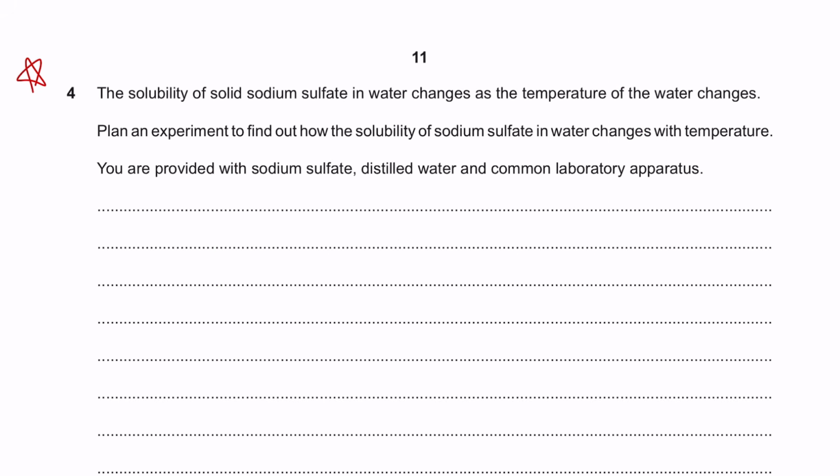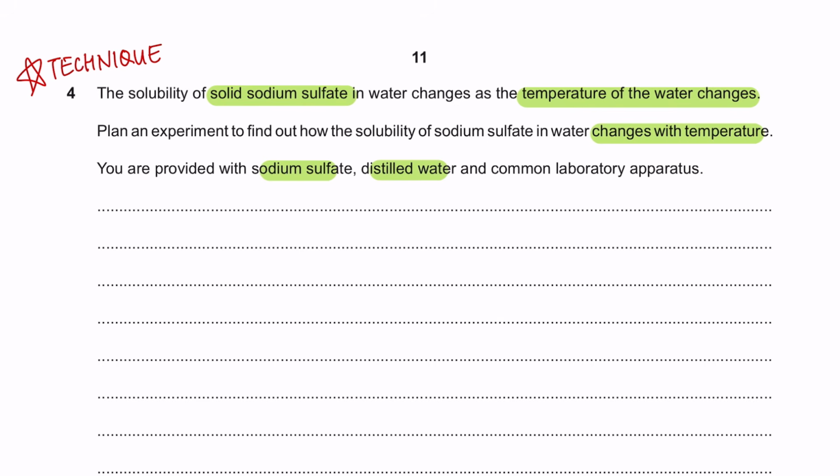Question 4. Planning an experiment. You are going to need lots of practice for this. Try as many questions as possible, and you can follow the technique that I'm about to use to plan this experiment. The solubility of solid sodium sulfate in water changes as the temperature of the water changes. Plan an experiment to find out how the solubility of sodium sulfate in water changes with temperature. You are provided with sodium sulfate, distilled water, and common laboratory apparatus.